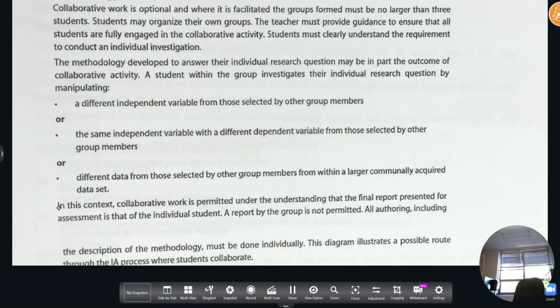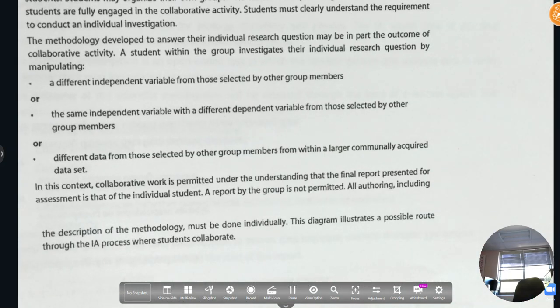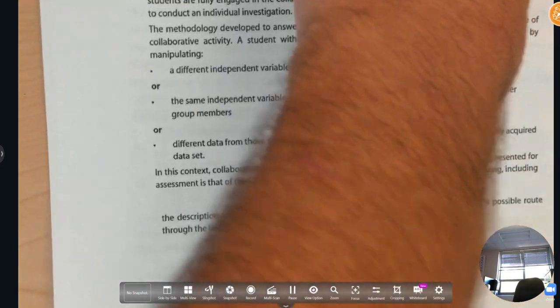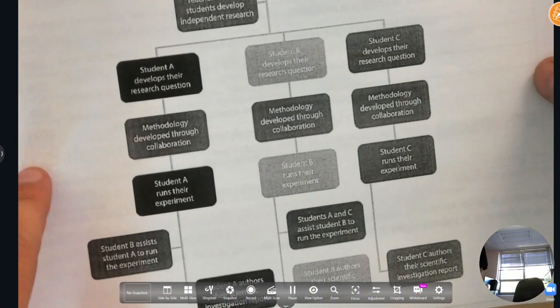All right. So in this context, collaborative work is permitted under the understanding that the final report presented for assessment is that of the individual student. A report by the group is not permitted, including the description of the methodology. All authoring must be done individually. On the next page, there's a diagram that shows a flowchart for a possible method that 3 students would collaborate on for the IA.